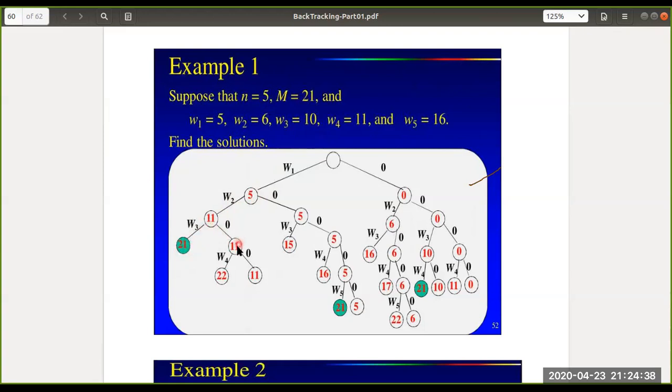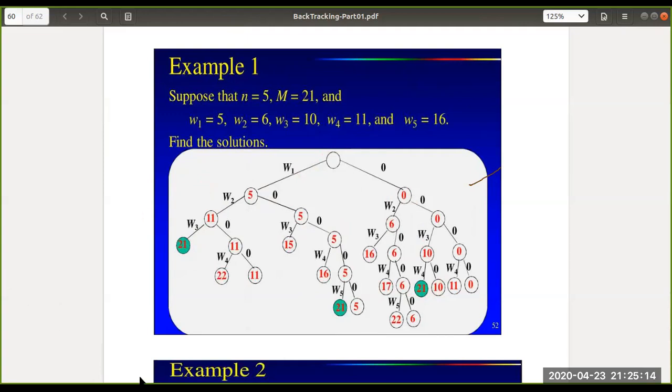Otherwise, if I go this side, 11 is not taken, and considering the fourth item 11, 11 plus 11 is 22. It crosses 21, so I stopped here. Like this, same as the previous examples I discussed, but each node places only the s values. If the s value equals m, stop here. This is one solution I got, and this is another solution, and this is another solution.